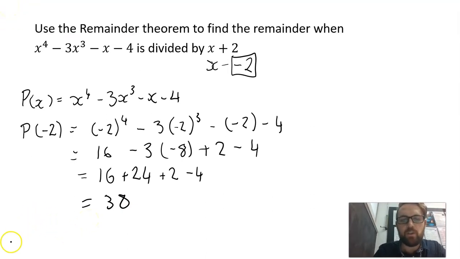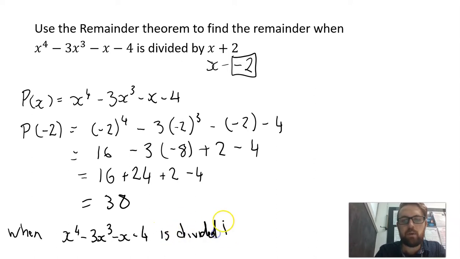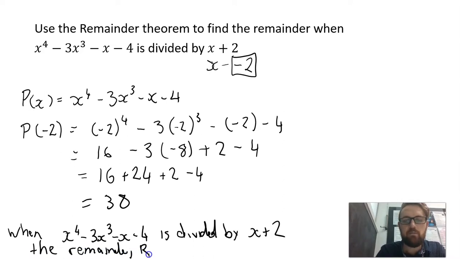So as per usual, we're going to finish this off with a sentence. So when x to the power of 4, take 3x cubed, take x, take 4, is divided by x plus 2, the remainder, and we call that R, is 38. Okay, so it's nice to write that in a big sentence, and then what you'll do is also in these funny squiggle brackets that we've used before is we'll write remainder theorem.